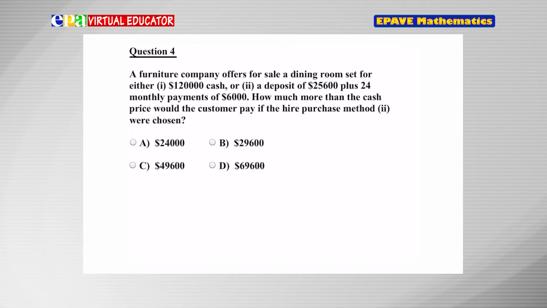A furniture company offers a dining room set for sale for either $120,000 cash or a deposit of $25,600 plus 24 monthly payments of $6,000. How much more than the cash price would the customer pay if the hire purchase method were chosen? A, B, C, or D?